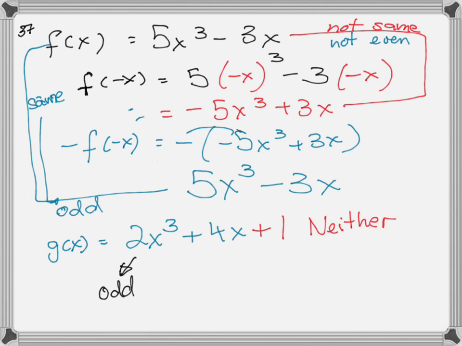The plus 1 makes it lift up 1 unit. Now it's not going through the origin anymore. However, if I add a plus 1 to a square, it's still symmetric. We talked about this on Thursday. Okay, so that's most of 2.5 done.